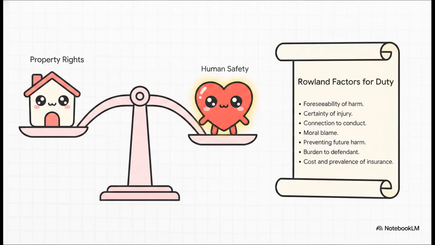Let's look at how this builds a completely new legal framework. In California, and a minority of other jurisdictions that followed, they replaced those old feudal labels with a modern balancing test focused on human safety. Instead of asking if the plaintiff was an invitee or a trespasser, the court now looks at these 7 specific Rowland factors. They use them to determine if the landowner acted as a reasonable person would in managing their property. It is a massive, fundamental shift from property rights over to human safety.